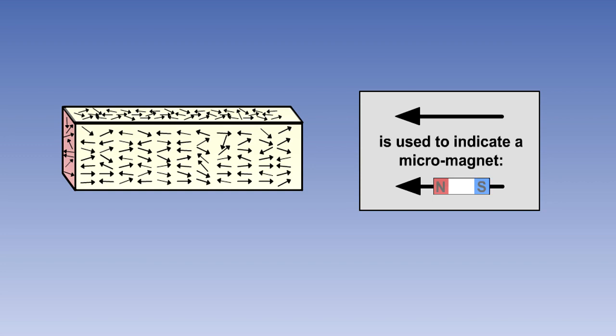If the micromagnets are all pointing in random directions, their fields cancel one another out. So an iron bar, which does not behave like a magnet, is depicted like this, with its internal micromagnets all pointing in random directions.